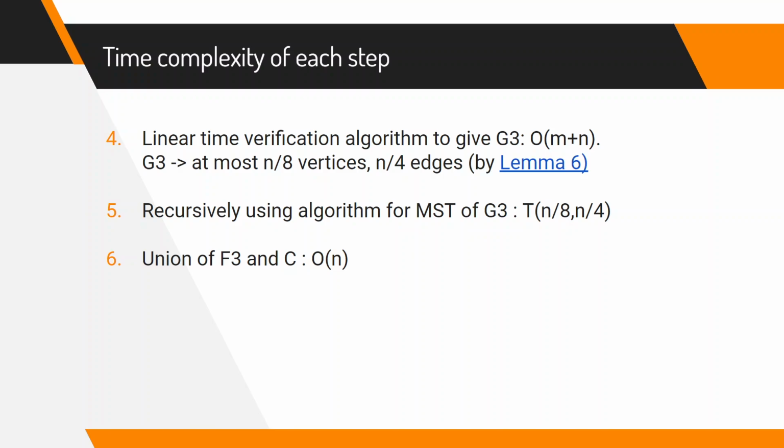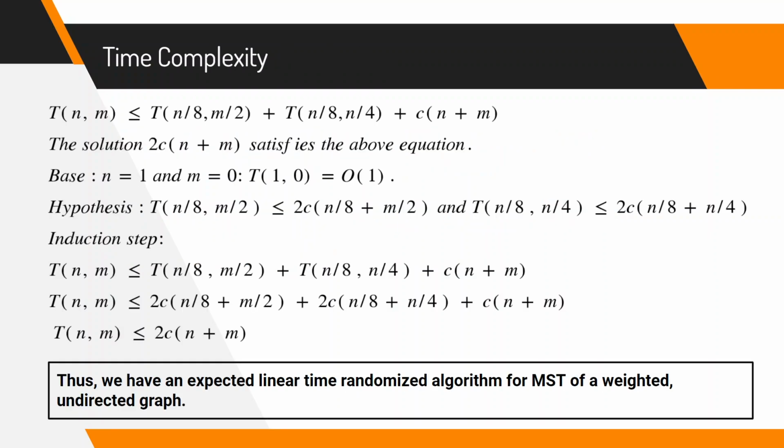Now the solution 2c(n + m) satisfies the above equation. First of all, let the base be n equal to 1 and m equal to 0. T(1, 0) is O(m). Now consider the hypothesis that T(n by 8, m by 2) is less than 2c(n by 8 + m by 2), and T(n by 8, m by 4) is less than 2c(n by 8 + m by 4). Using induction, we can prove that T(n, m) is less than 2c(n + m). Thus, we have an expected linear time randomized algorithm for MST of a weighted undirected graph.